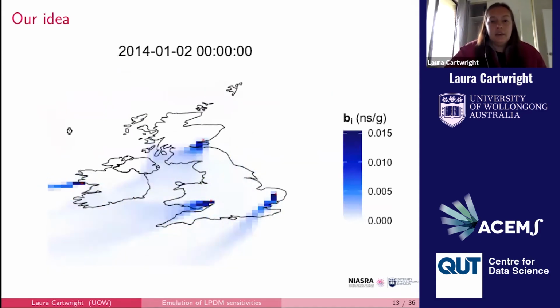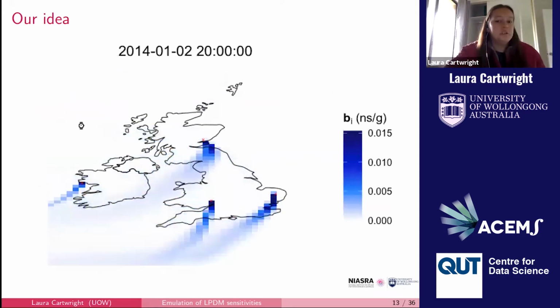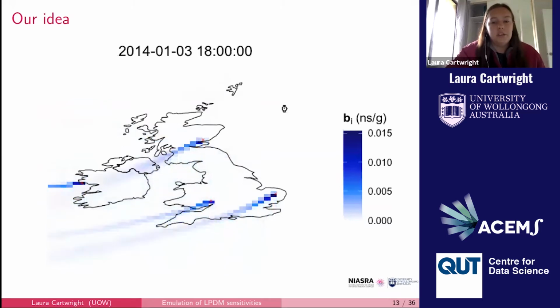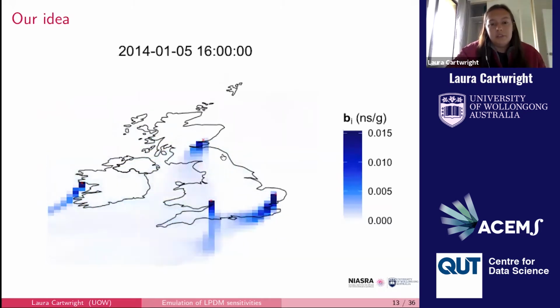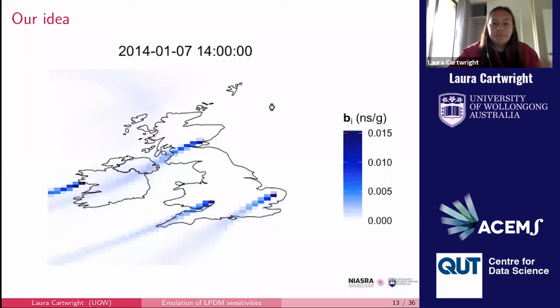So to see why we thought we could do this, have a look at this animation. You can see that over time, these plumes are quite correlated, both in space and time. This is over the UK, by the way. We've just got 4 locations over the UK, and we've done these Lagrangian particle model simulations every 2 hours.